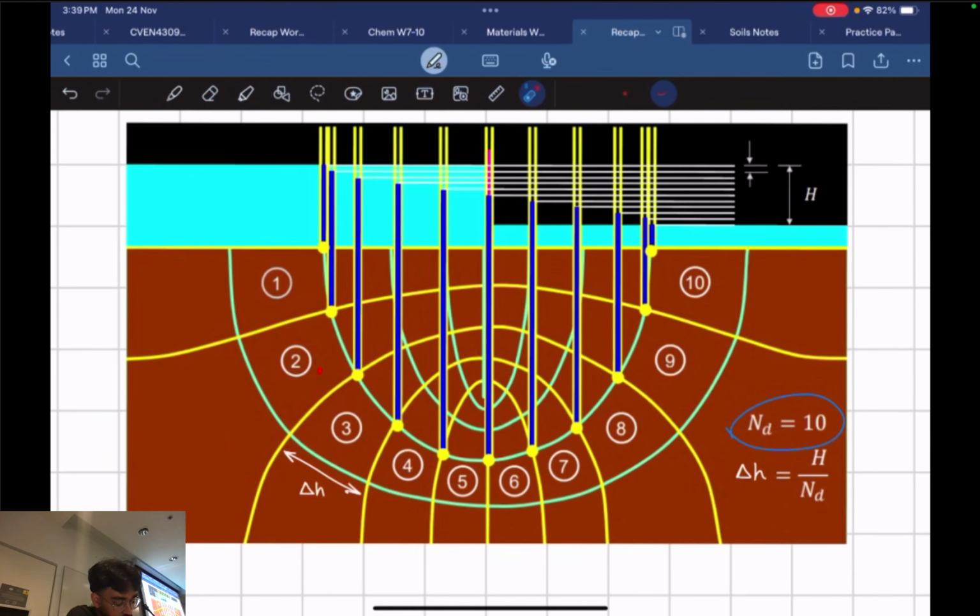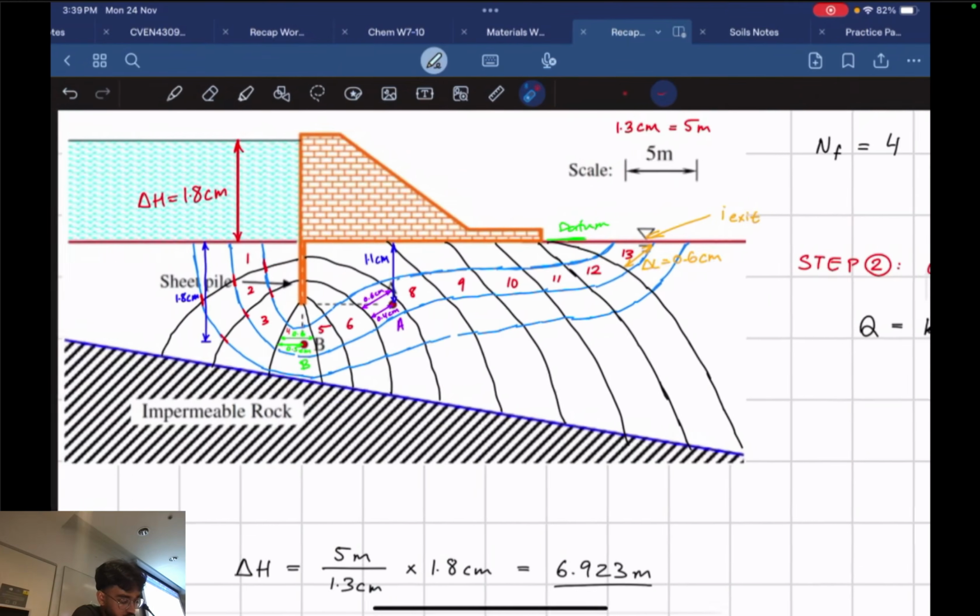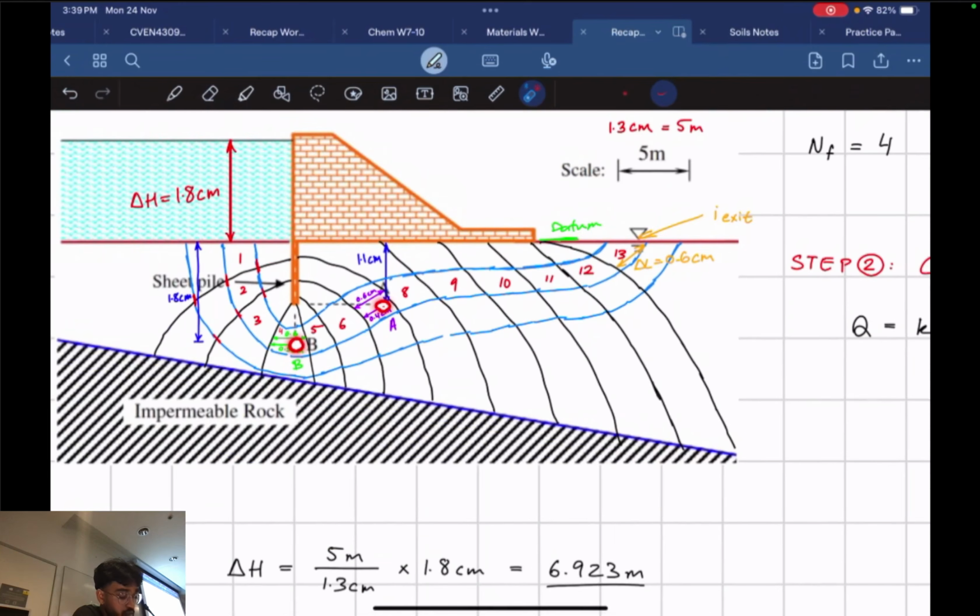How about for a value in between? Yeah. So if we scroll down a little, my point A and my point B both lie between two equipotential lines. So how do I find the head at that point? It's just a bit of linear math, okay?